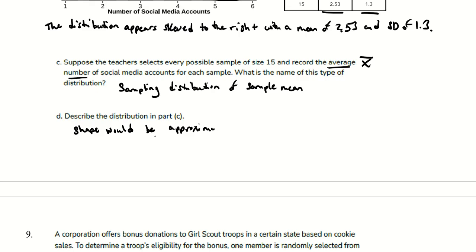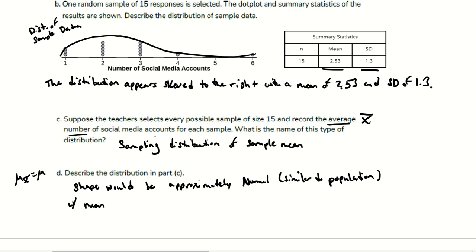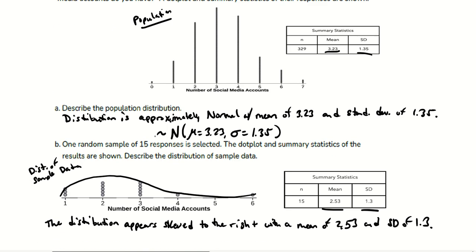Be approximately normal, similar to the population, with the mean. Now, the mean of this is going to be the same as mu x bar, right? So it's going to be the same as mu. So I really should put it the other way around: mu x bar equals mu. So the mean of this is going to be the same as the original mean, which is 3.23, right?